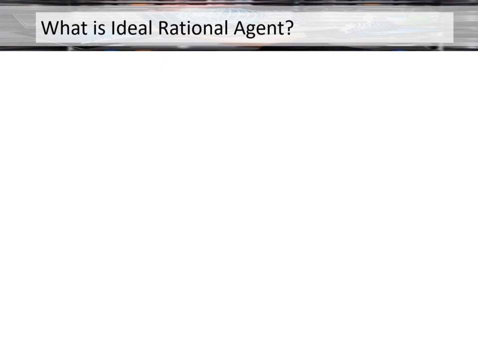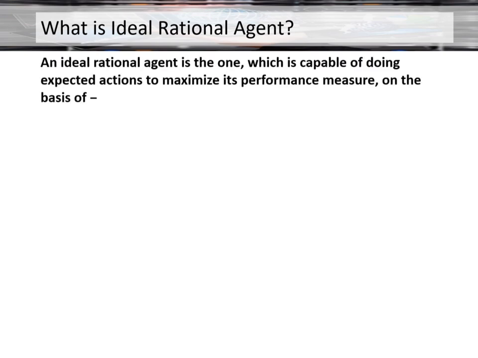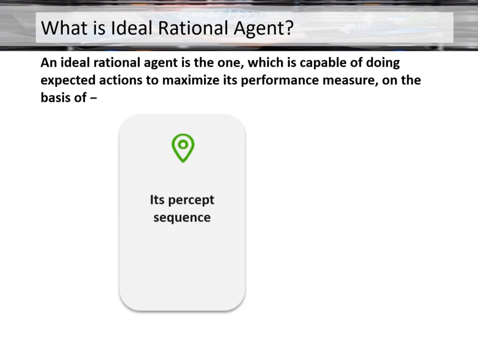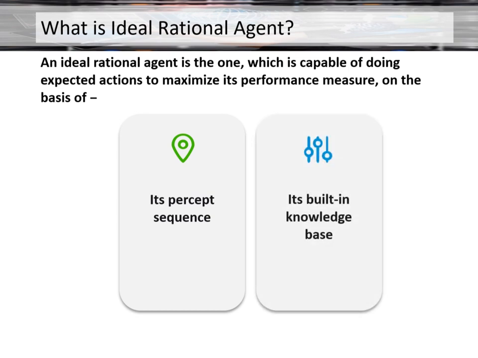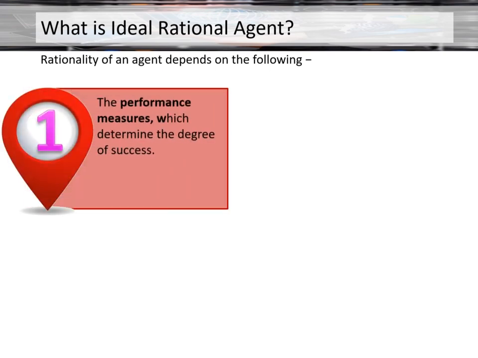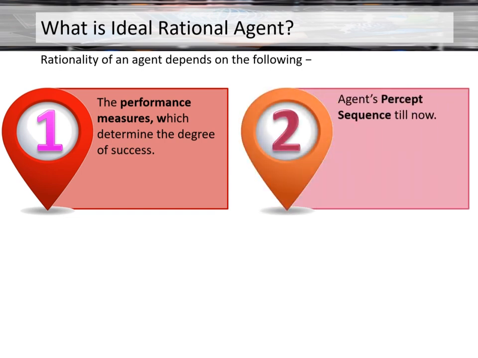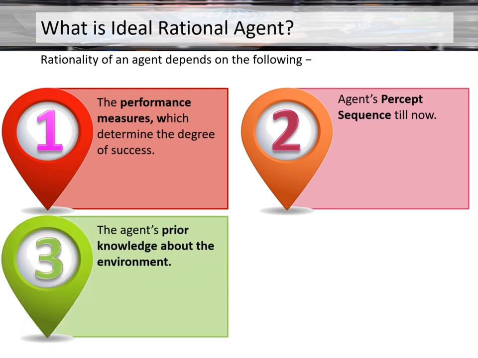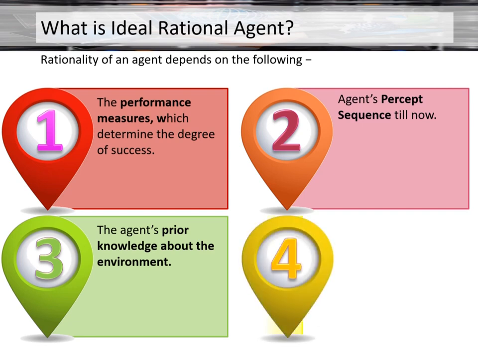What is an ideal rational agent? An ideal rational agent is the one which is capable of doing expected actions to maximize its performance measure on the basis of its percept sequence and its built-in knowledge base. Rationality of an agent depends on the following. Number 1, the performance measures, which determine the degree of success. Number 2, the agent's percept sequence till now. Number 3, the agent's prior knowledge about the environment. Number 4, the actions that the agent can carry out.